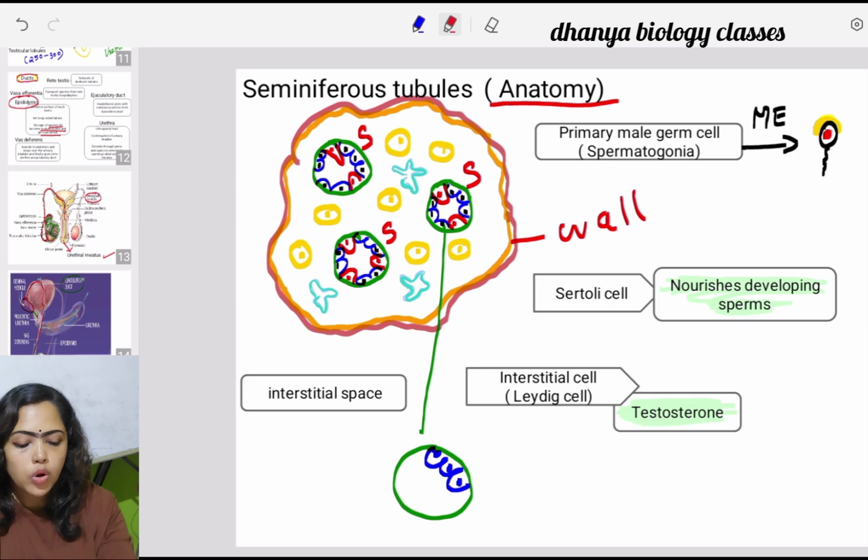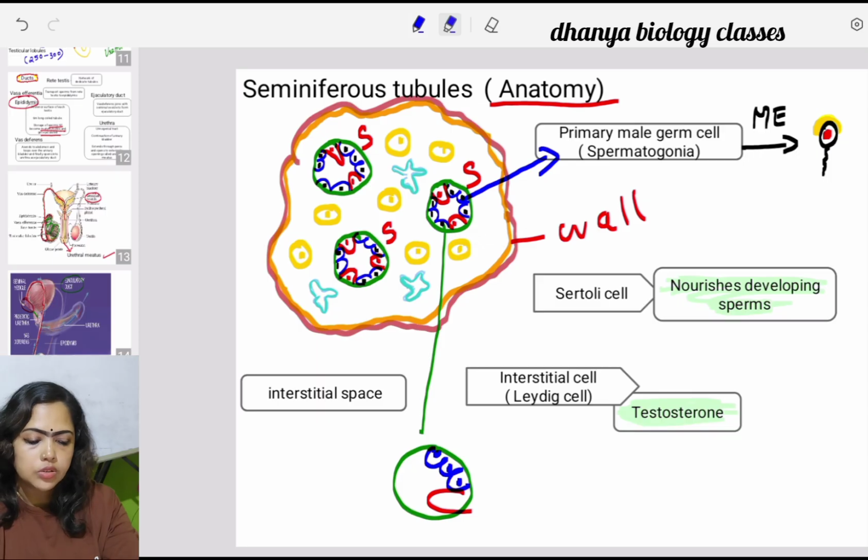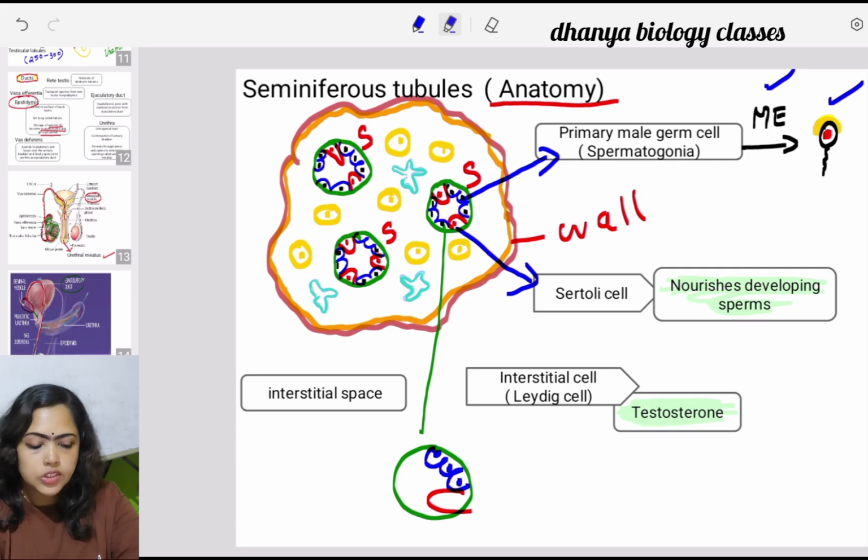This smaller cuboidal cell is called the primary male germ cell. So this smaller cell is called the primary male germ cell or spermatogonia, which undergoes meiotic division to form what? Sperm. And then the larger cell is called the Sertoli cell, which nourishes the developing sperms. So this is the functional difference between these two cells. So seminiferous tubules are internally lined by how many types of cells? Two types of cells. One is the primary male germ cell or spermatogonia, which undergoes what? Meiotic division to form the sperms.